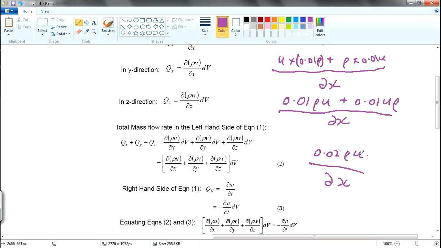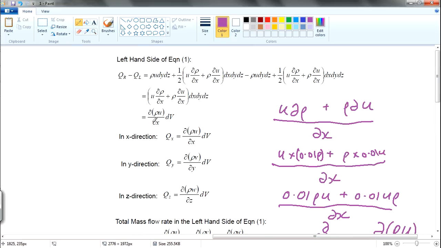0.02 rho u, right? So this 0.02 is just some small value. You can call it del also. So this is why del rho u over del x. This is where we get this portion over here.